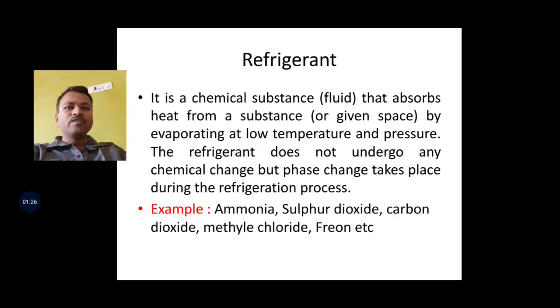So they may ask you a question, what is a refrigerant? Give example. You can write this. It is a chemical substance that absorbs the heat from a substance, a given space, refrigerated space, by evaporating at low temperature and pressure. The refrigerant does not undergo any chemical changes, but phase change takes place from liquid to vapor and vapor to liquid during the refrigeration process. Examples are ammonia, sulfur dioxide, carbon dioxide, methyl chloride, freon, etc.